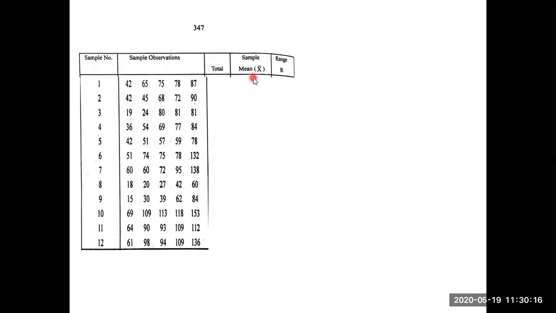So how will you get the mean? 347 divided by 5 you will get the mean. That mean is 69.4. Similarly, range. How will you get the range for this sample? Highest value minus lowest value. So you are going to get it as 45.